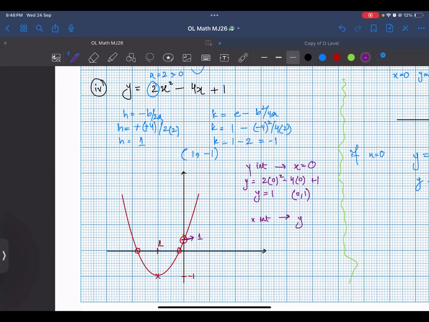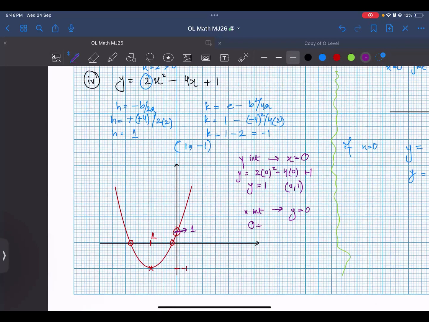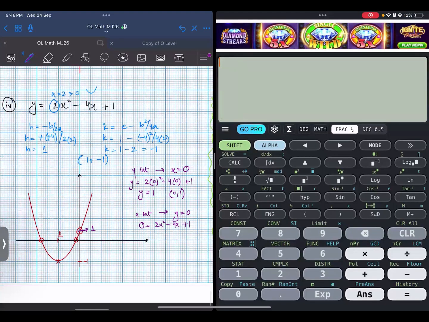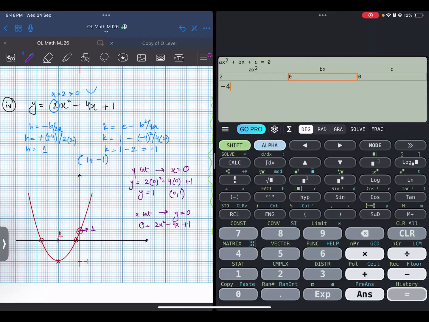you will get two answers. So this would become 0 is equal to 2x squared minus 4x plus 1. And you can use the quadratic formula to get the two values of x, or you can do factorising. I don't know, factorising won't be possible. You can use the calculator. I told you how to do it directly in your calculator. The x-intercept and the y-intercept are important, but the most important point to show is the turning point. Using 2, minus 4 and 1.